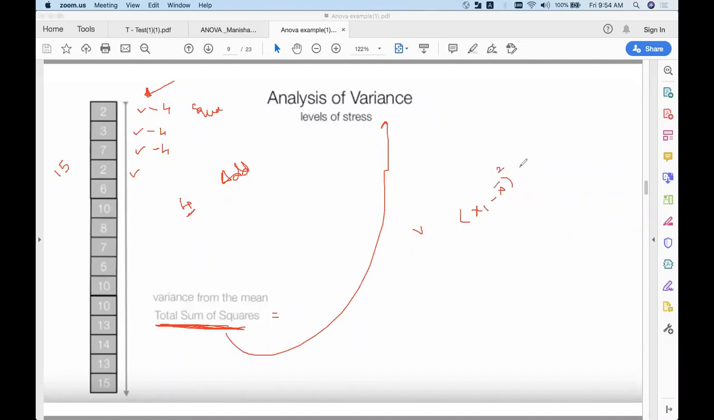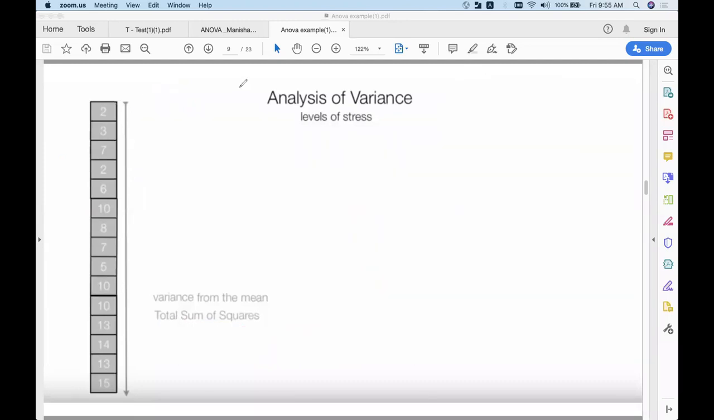(x1 minus x bar) square plus (x2 minus x bar) square, right? So this is our formula for variance, right? Similarly, plus dot dot dot. In this case also, we will first consolidate all these values, find the mega mean, and then subtract it and square this. So this will give you the total sum of squares, right?